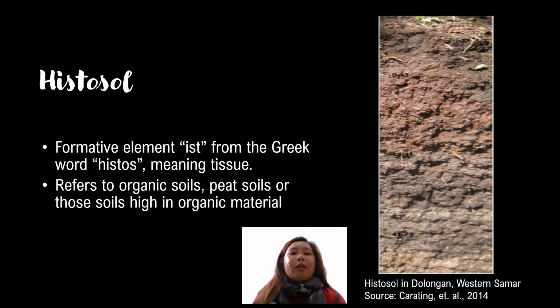Our last soil order is histosol. It has the formative element "ist" from the Greek word histos that means tissue. This refers to organic soils, such as peat soils, or those soils with high organic material. In this example, we have the histosol that is found in Dolongan, Western Samar in the Philippines.